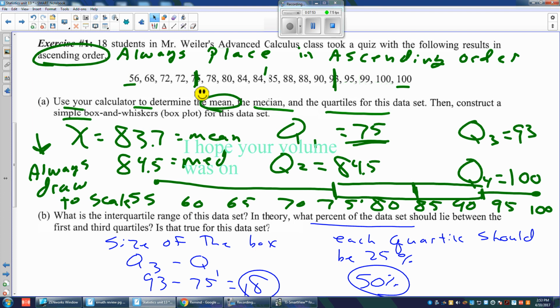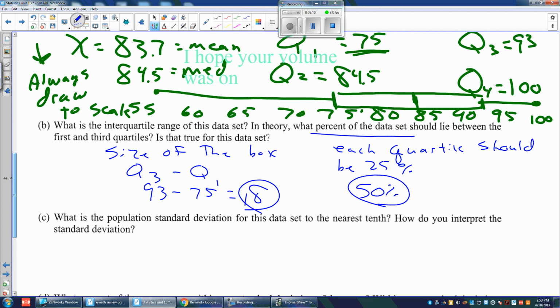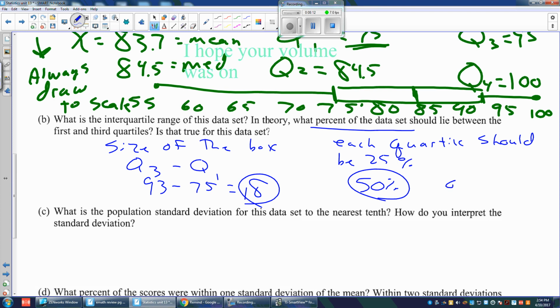Oh, this isn't in quarter 1 or quarter 2. So how many are in here? There are 8 in here. 1, 2, 3, 4, 5, 6, 7, 8. There are 8 out of 18. Is that half? No. 8 out of 18 does not equal half.